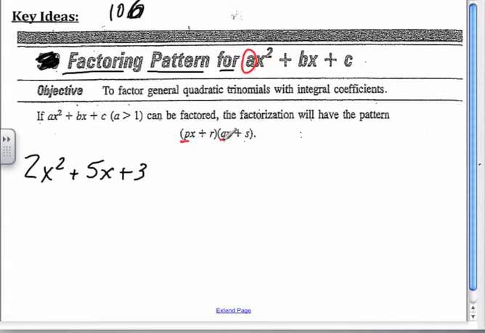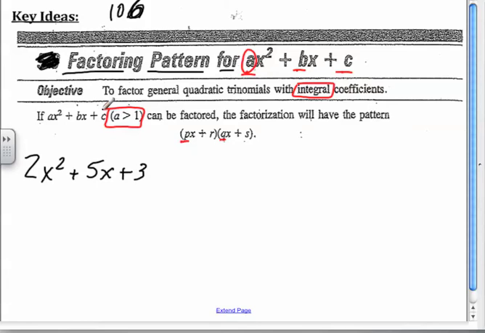Now the important thing to know, it says that our objective today is to factor general quadratic trinomials. That is just, we're talking about in general. How do we do that? With integral coefficients. That means that a, b, and c are integers, not fractions, not decimals, but whole numbers and their opposites. But if you look at this part right here, it says that a has to be greater than 1. So no negative numbers, so only the positive integers.